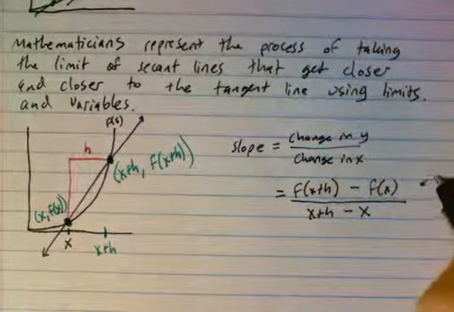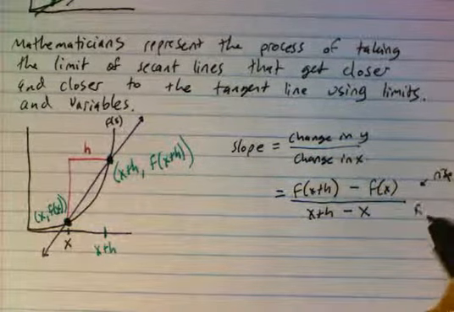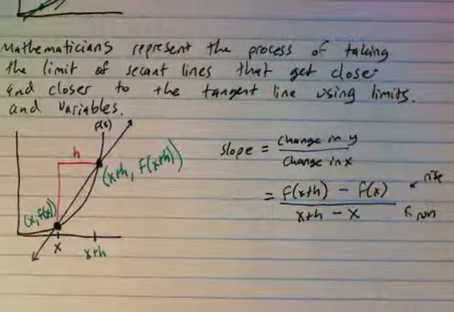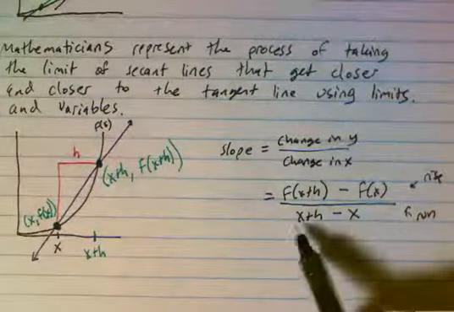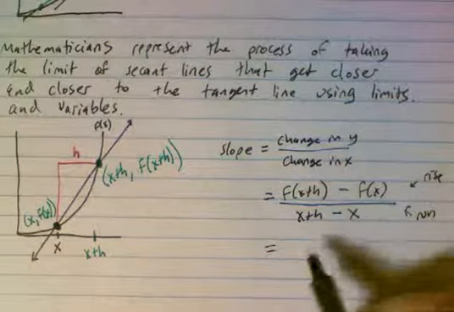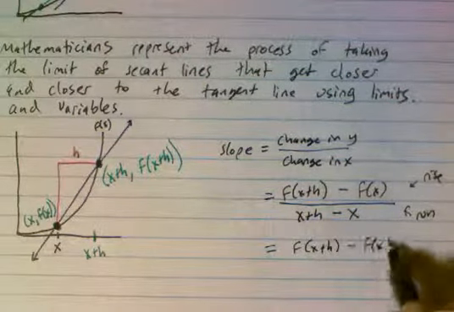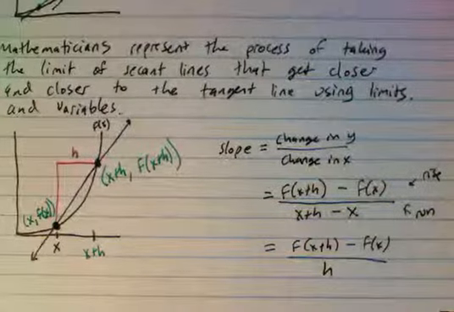So here, this is literally rise over run. It's basically just a formula for slope. Notice x minus x is 0, so this is also written as f of x plus h minus f of x over h.